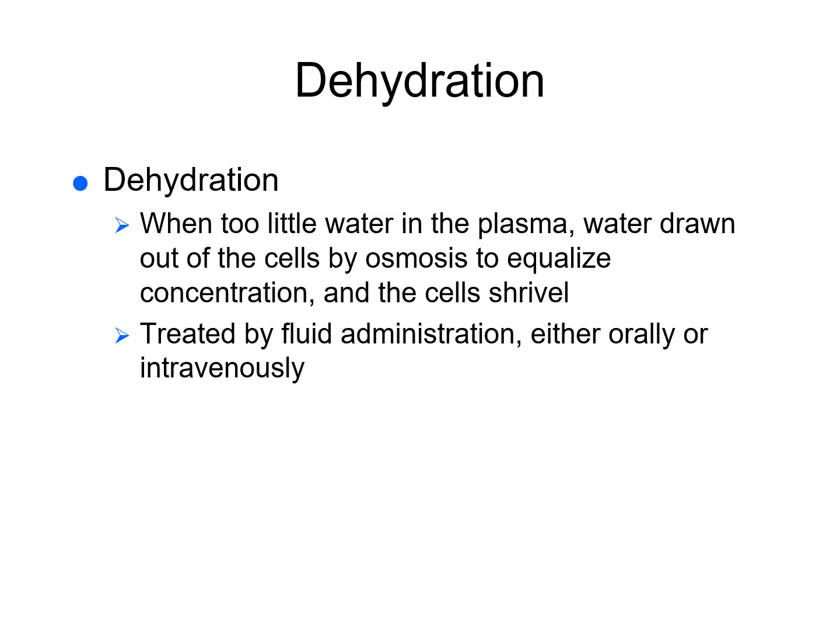So what is dehydration? It's when too little water is in the plasma. The water is drawn out of the cells by osmosis to equalize concentration, and the cells will shrivel. So what happens is we don't have enough circulating volume. We don't have enough plasma water, that's the water of the blood. Because of that, they're going to pull water from cells.